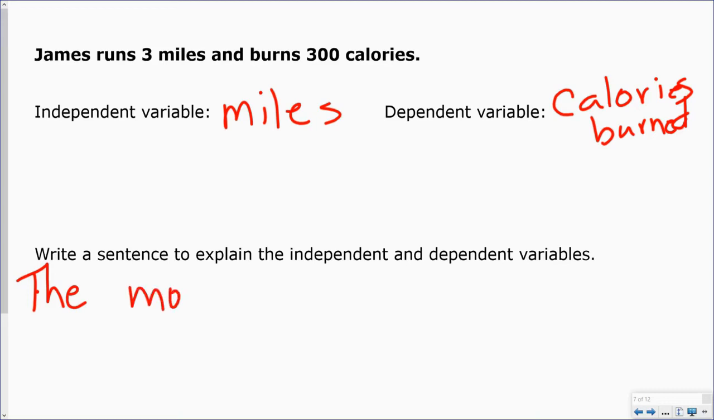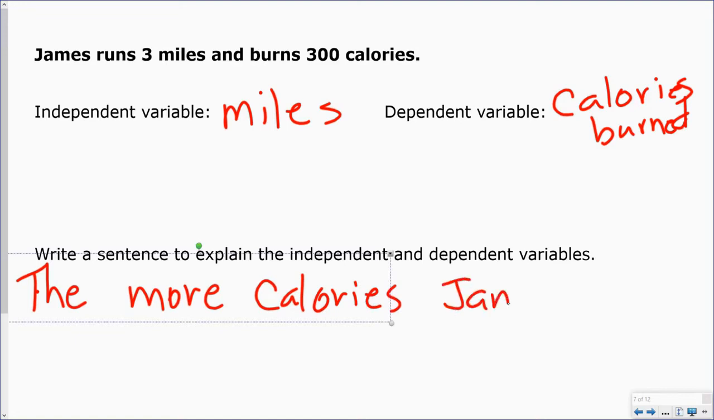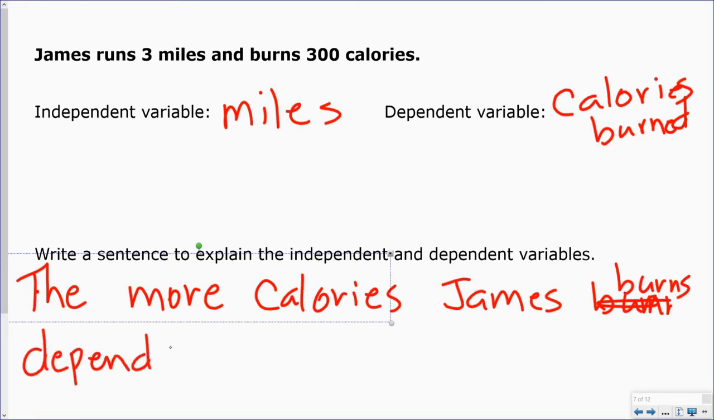The more calories James burns depends on the miles ran.